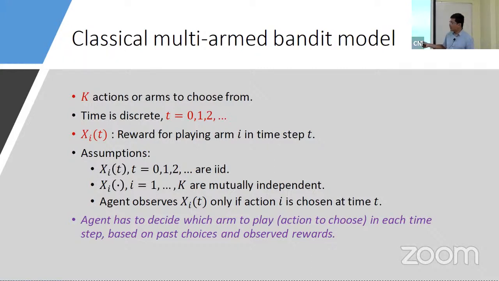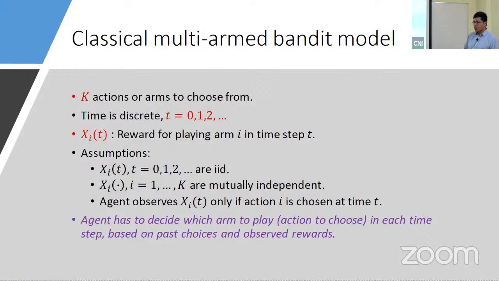So let's now look at the multi-armed bandit problem with a single agent. Now we don't have multiple agents, just one agent, but there are k actions or arms to choose from. Time is discrete, and at each time step, the agent plays one arm and observes the reward for the arm played. They know nothing about the other arms. And we assume that you get random IID rewards when you play an arm. These are mutually independent, reasonable assumptions.